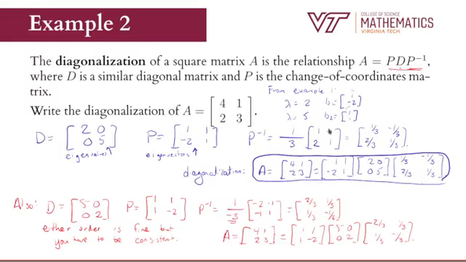All right. So that's how we diagonalize a square matrix. We find the eigenvalues, those go into D. We find the eigenvectors, those go into P. Then we also have an inverse to calculate. And we string those together and get a diagonalization. All right, so let's move on.